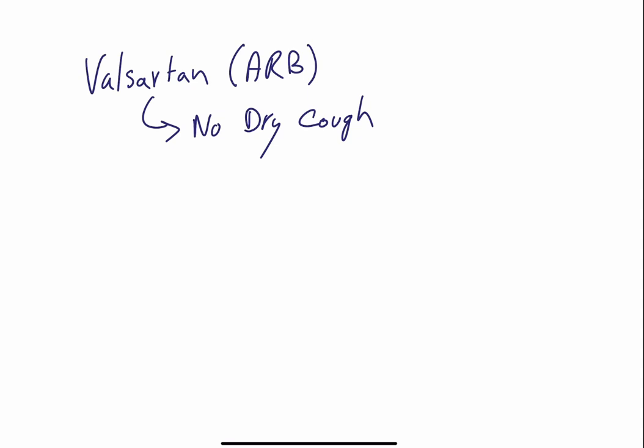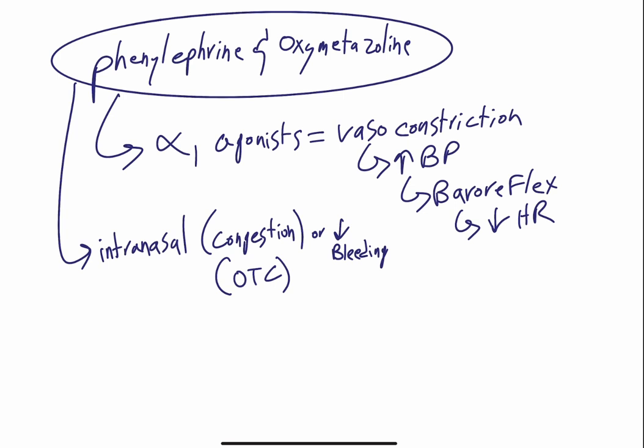Now, as far as phenylephrine and oxymetazoline, these are alpha-1 agonists. They cause vasoconstriction, increase blood pressure, and can trigger a baroreceptor reflex that decreases your heart rate. That's the physiology connection to cardiology. Clinically speaking, they are used intranasally for nasal congestion. You'll find them in over-the-counter sprays. You can also use them to reduce nasal bleeding. This makes sense because they cause mucosal capillaries to constrict.